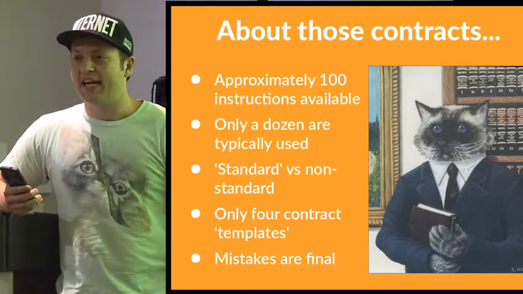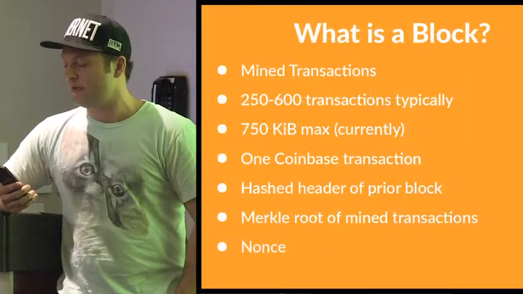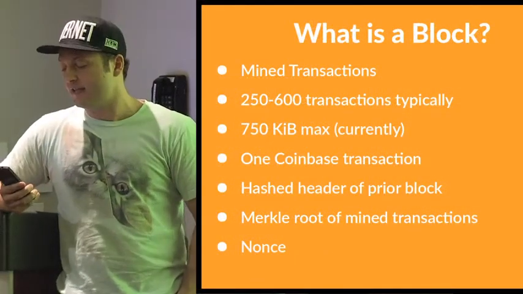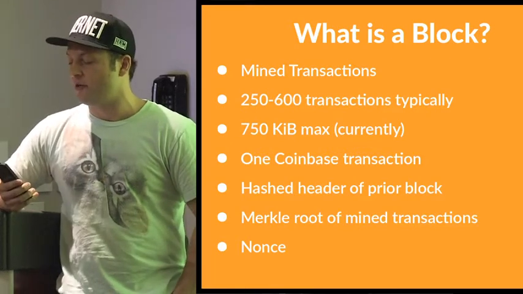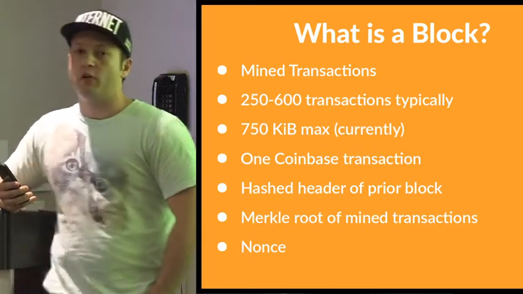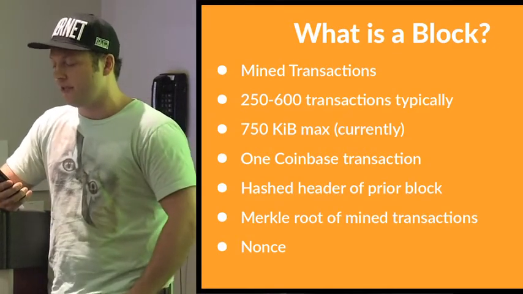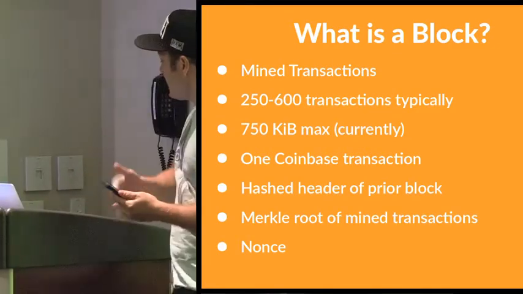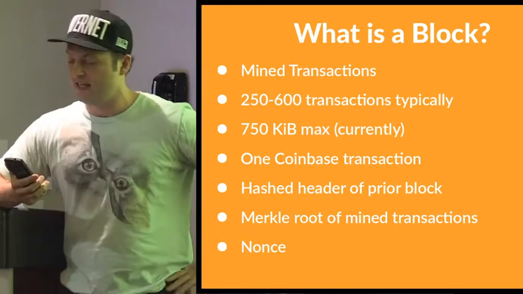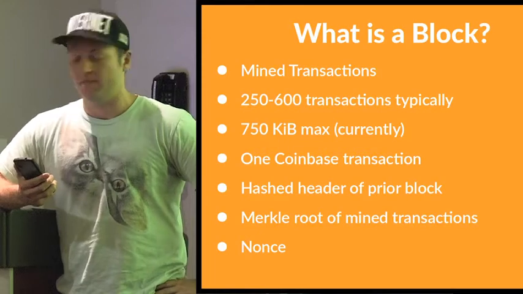So now that you know transactions, and that's probably the most complicated part of this, we can talk about what a block is. A block primarily consists of all the mined transactions. These days, there's typically a couple hundred of them, as many as 600. The current maximum size of a block is about three-quarters of a megabyte. That is the enforced constraint. And of course, every block consists of a single Coinbase transaction. That is the printed money that the miner had just performed.